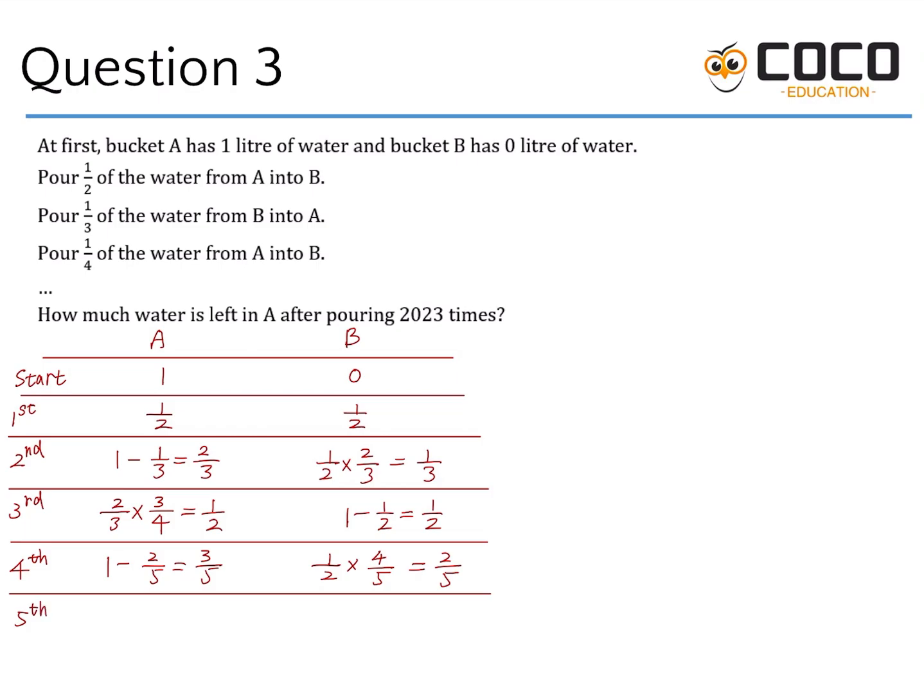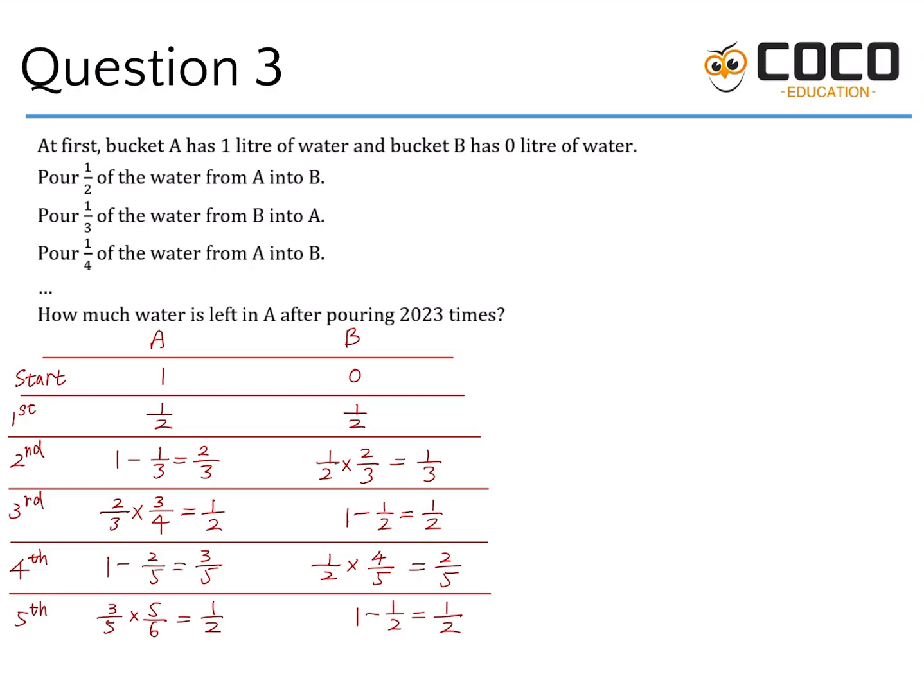Now for the next time, the fifth time, 1 over 6 is poured from A to B. So we are left with 5 over 6. 3 over 5 times 5 over 6 equals to 3 over 6. That's also half. So the remaining half is in B.